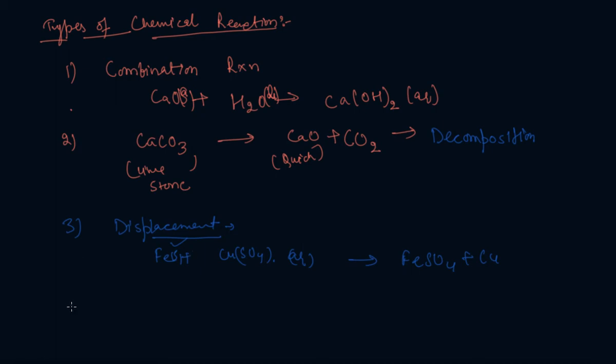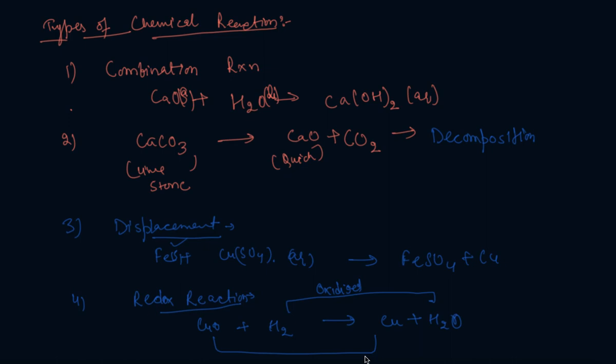Then we discussed oxidation and redox reactions, that is, oxidation and reduction. Let me give you the example of CuO plus H2 gives Cu plus H2O. The substance which is getting oxidized here is hydrogen, and the substance getting reduced is copper oxide. So in a chemical equation, when there is both oxidation and reduction, it is called a redox reaction.